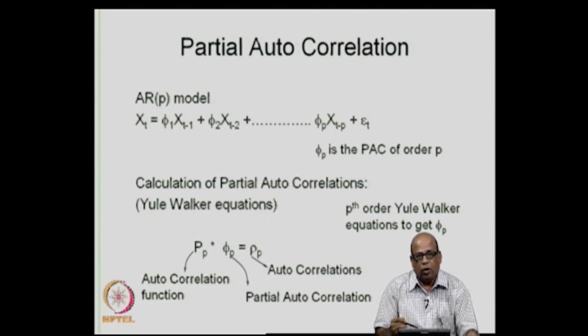There is an elegant way of estimating the partial autocorrelations. We have introduced earlier, in one of the earlier lectures, the Yule-Walker equations. We use the Yule-Walker equations to obtain the phi p, or the partial autocorrelations. If you recall, the Yule-Walker equations we wrote as P p, which is the autocorrelation function of order p, into phi p, which is the partial autocorrelation, is equal to rho p, which is the lag 1; these are just the autocorrelations.